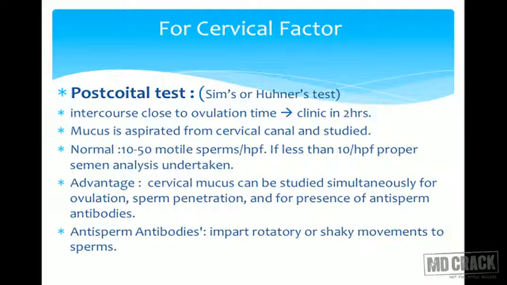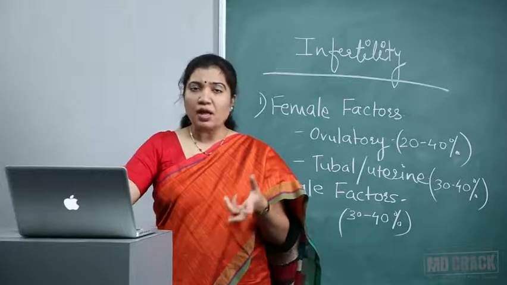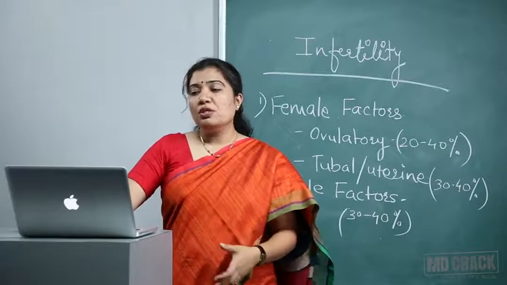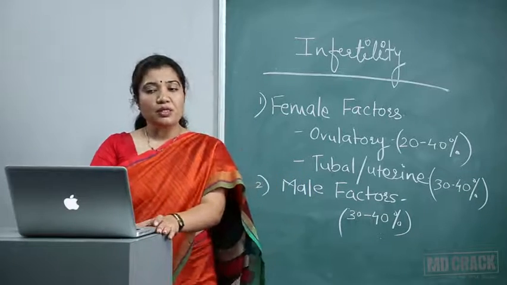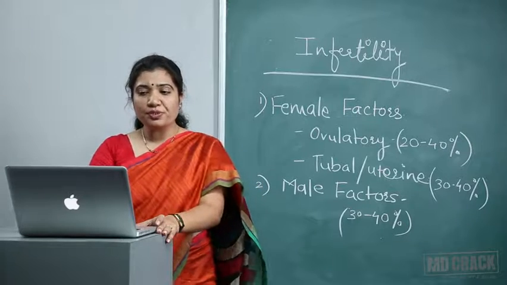Now coming to cervical factor, where we are actually seeing whether the cervical mucus is present, whether it is congruent with the stage of the ovulation, and what is the interaction between the sperms and the cervical mucus. So the test most commonly done is the post-coital test. It's also called Sims or Huhner's test.